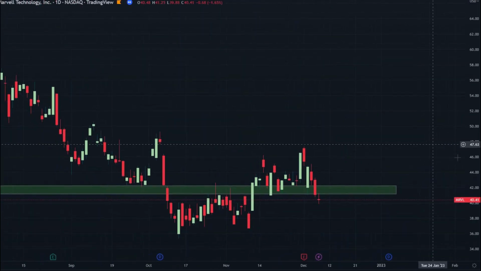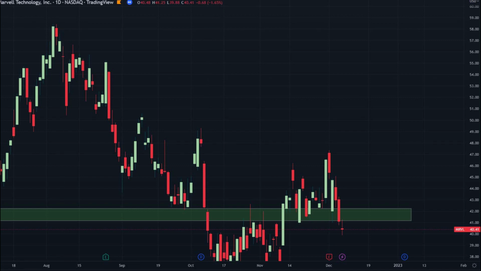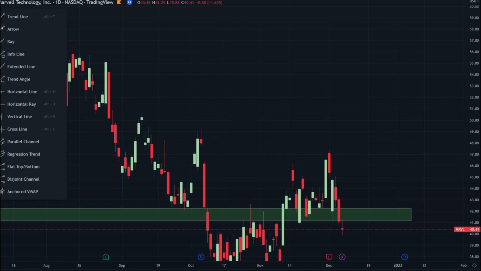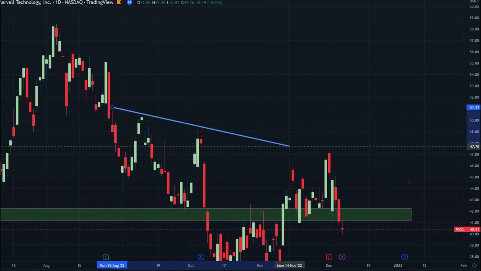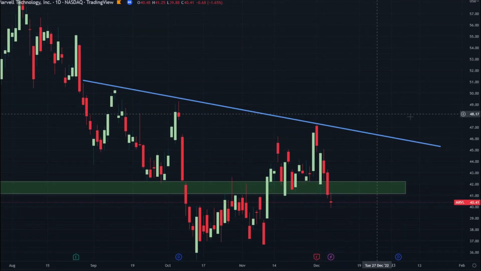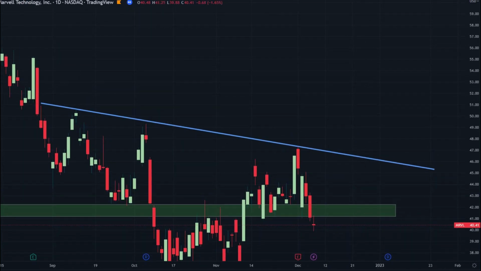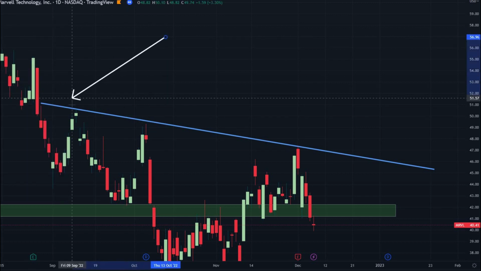Let's scale out, look to the daily. There is a significant resistance level. Before I'm entering into any trade, I've always got to know what the major resistance level is. I call this the headline resistance level. This is the level where price is really going to have a tough time breaking above. And it's this level right here.